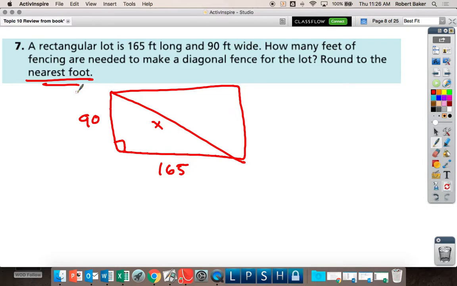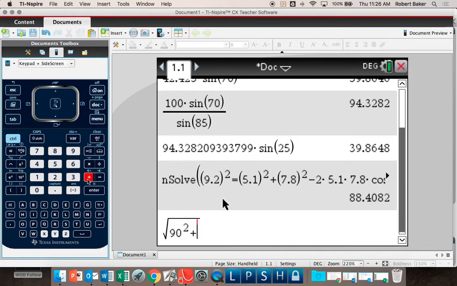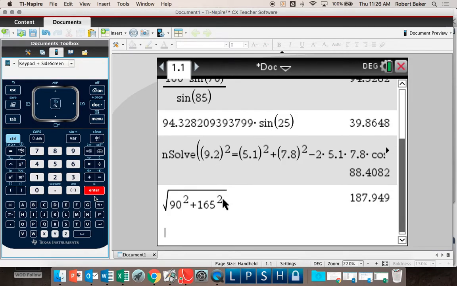Do you have trouble trying to simplify a radical? I just wanted to make sure I got it right. This is not a special right triangle. It's not a trig question. It's just straight up Pythagorean theorem. 90 squared plus 165 squared equals x squared. And I told you guys you could take the square root of adding the legs together. The square root of 90 squared plus 165 squared, rounding to the nearest foot, is 188 feet of fence.